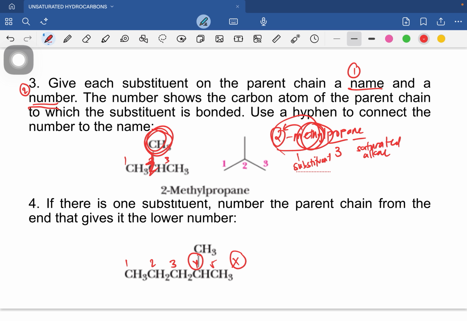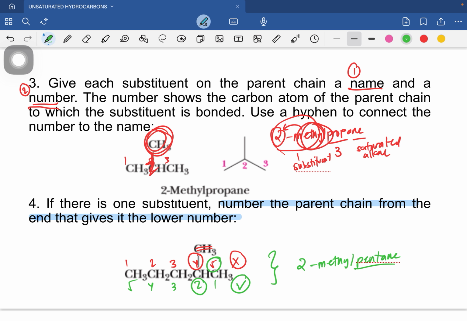Incorrect, because sa carbon 4 mo makikita yung ating substituent na methyl. Unlike if you're going to start counting from here, 1, 2, 3, 4, 5, sa carbon 2 mo makikita yung ating attached na substituent, which is a methyl. Ito yung gustong sabihin ng ating rule, guys, wherein number the parent chain from the end that gives the substituent a lower number. Okay, so this compound rather, is your 2-methyl pentane.